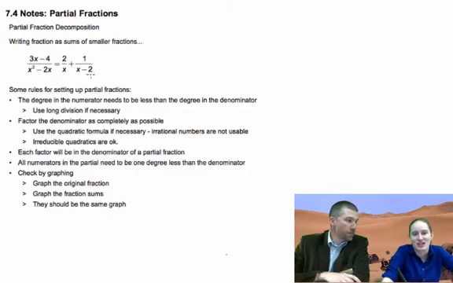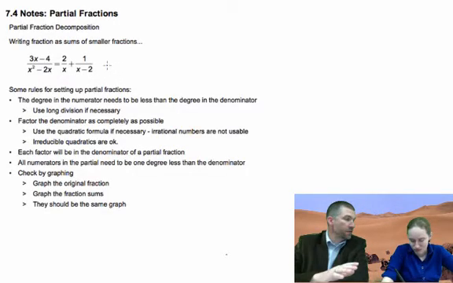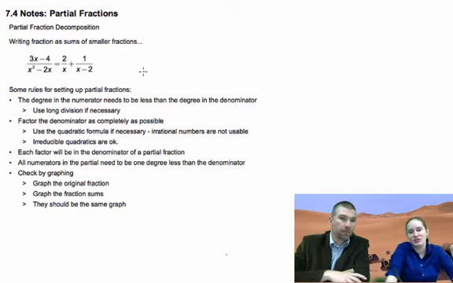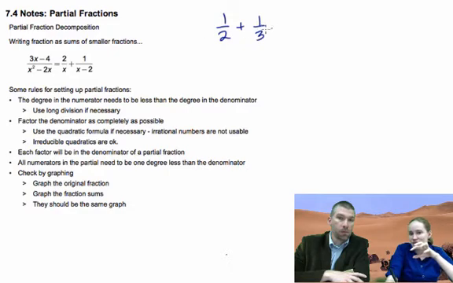7.4, partial fractions. The actual full title of this is partial fraction decomposition. Here's what this means, because it's kind of important. Sometimes, if you don't know why we're doing this, then that's frustrating, right? The idea is, if you have two separate fractions, you get common denominators.